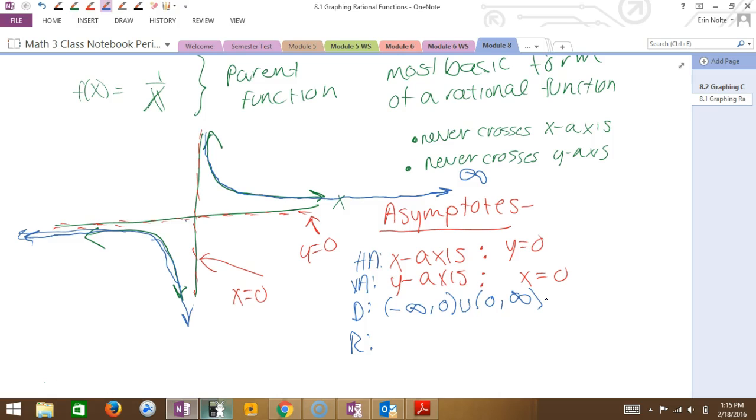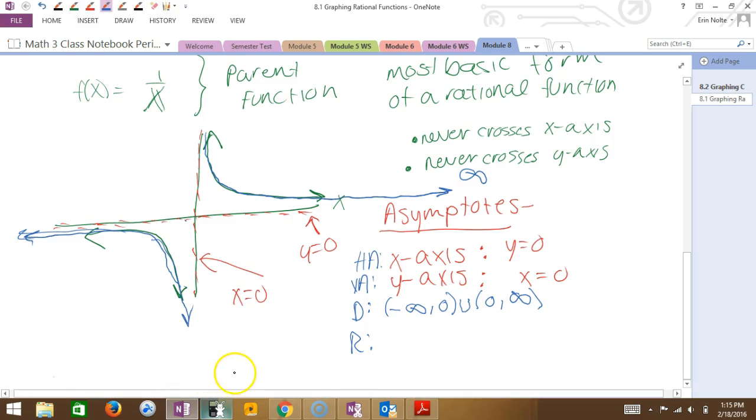So how do you think I'm going to do my range then? My range is just starting from the very bottom and working my way up. It's my y values. So isn't there an asymptote right at y equals 0 too? So I just write it the same exact way, right?